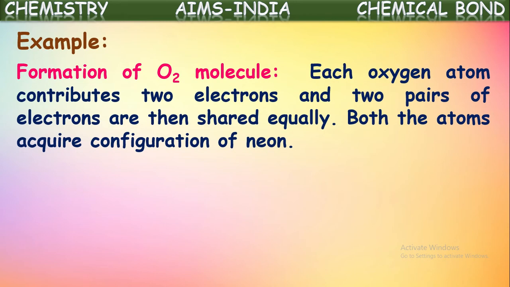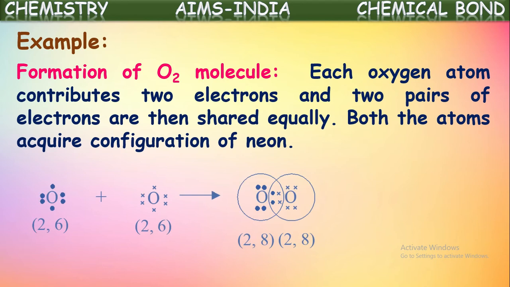That is the formation of the oxygen molecule. We know each oxygen atom contributes two electrons and two pairs of electrons are shared equally between the two oxygen atoms. Both the atoms acquire the octet configuration of the nearest noble gas neon by this. See here, an oxygen atom has 6 valence electrons, and in the same way the other oxygen atom also has 6 valence electrons. When these two approach each other, each oxygen atom contributes two electrons and they share two pairs of electrons, and hence both become stable by acquiring the nearest noble gas neon configuration.